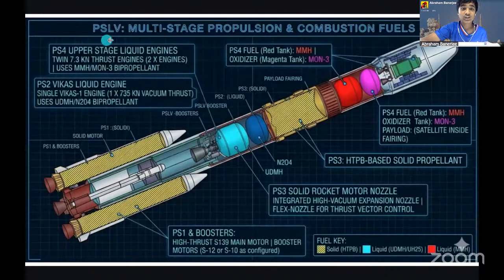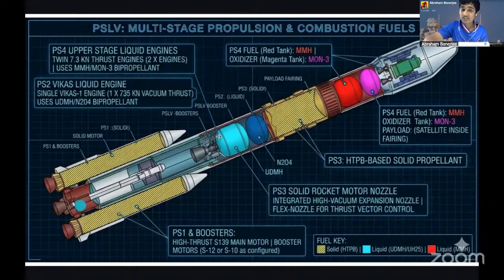Now I would like to talk about the PSLV propulsion and combustion fuels. There are many different fuels that a rocket would use to go to space. In the first stage, the rocket uses solid fuel. The advantage of solid fuel is that it will not need an oxidizer to burn. It is self-sufficient, but it cannot be stopped once it has gone off.